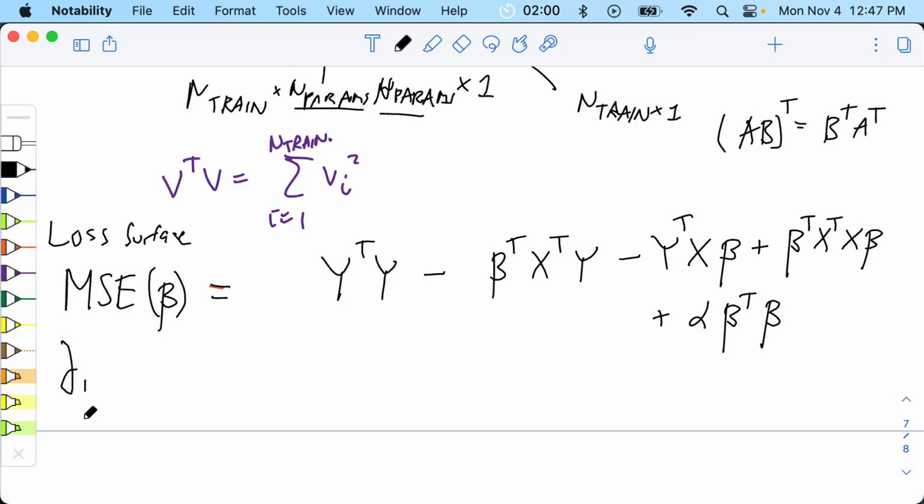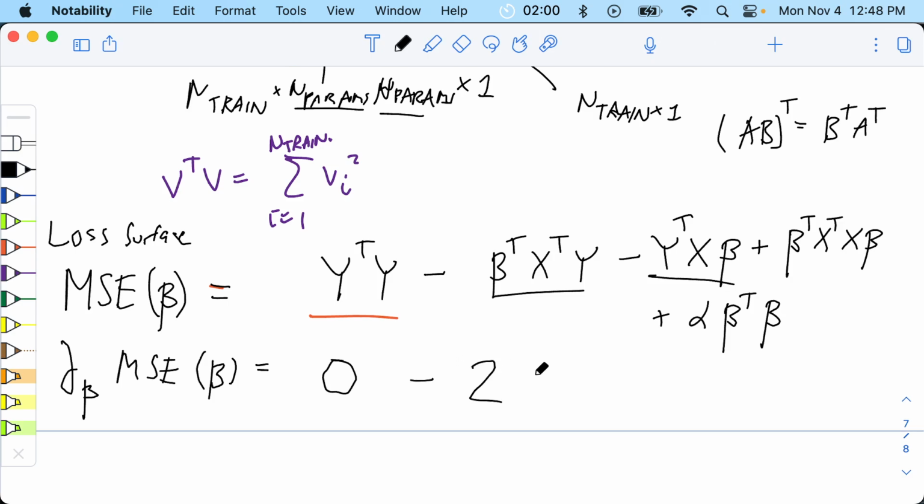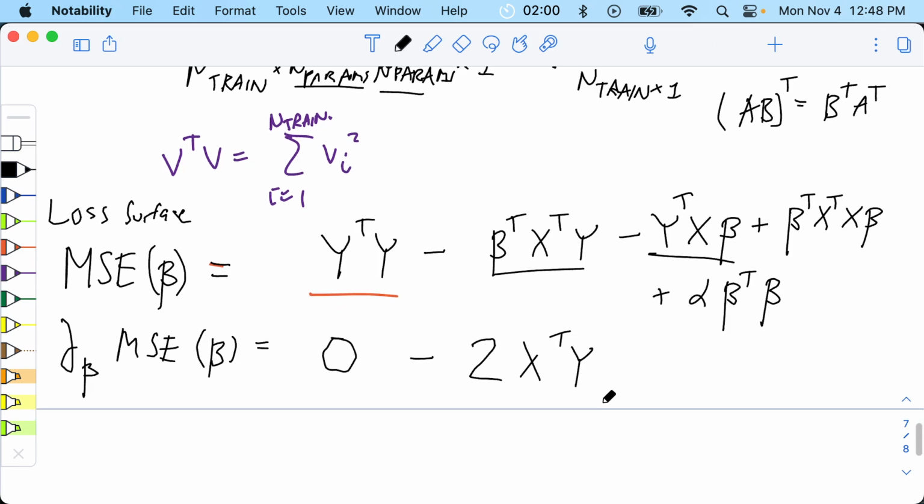And now I'm doing the beta derivative. I will skip a bunch of steps here of doing derivatives. I'll tell you one that's easy. This one is 0. The derivative of y transpose y is 0. It turns out this term and this term have the same derivative, and that derivative is 2 times x transpose y. So it's how is x affecting y? 2 times x transpose y. This one and this one, the derivative with respect to beta will be proportional to beta. So you get plus 2 x transpose x times beta plus 2 times alpha times beta.